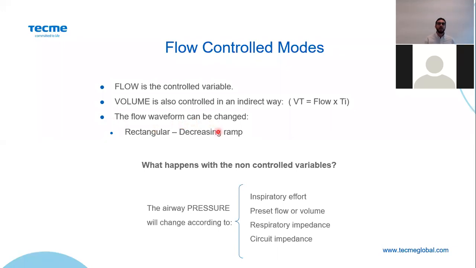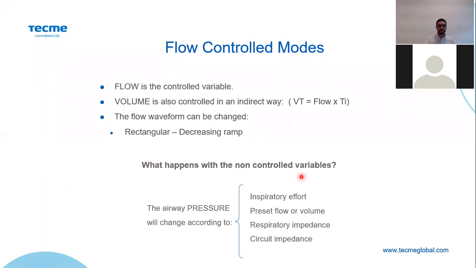Well, in all flow control modes, you can change the flow waveform in order to generate, for example, different levels of mean pressure. So you can change the waveform from a rectangular or a descending ramp. Later, we are going to talk about how to change this parameter. So here we are controlling the flow and the volume.